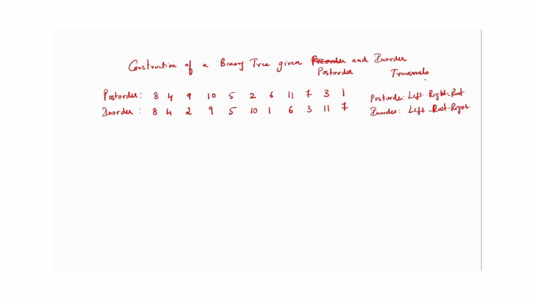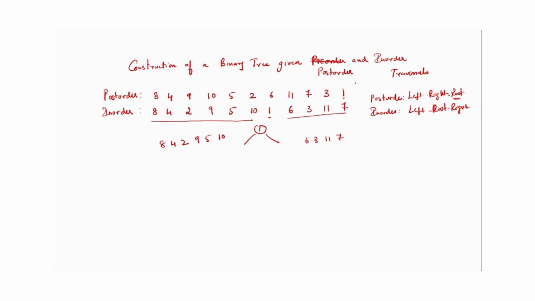Post order, we know that post order root is to the complete right. So this is the root. So in order we need to check where 1 is. So 1 is here, right? Therefore this is the left subtree, this is the right subtree, and 1 is the root. Therefore I will write the left subtree as it is: 8, 4, 2, 9, 5 and 10. Right subtree 6, 3, 11 and 7.